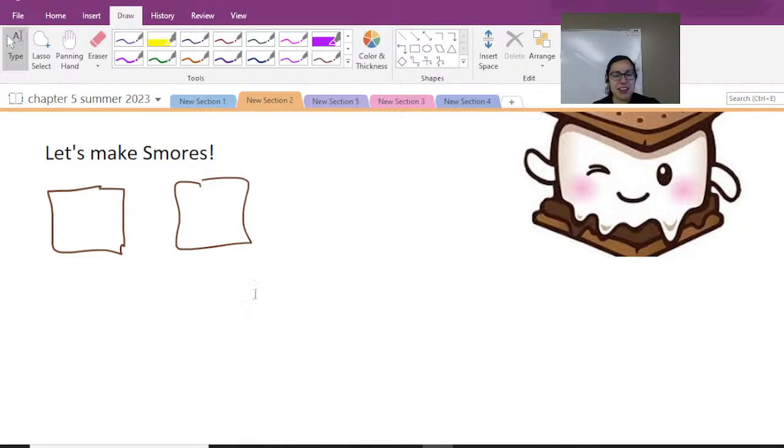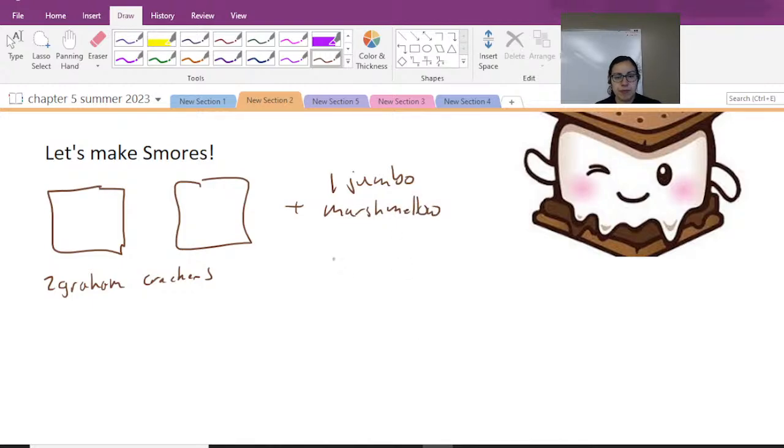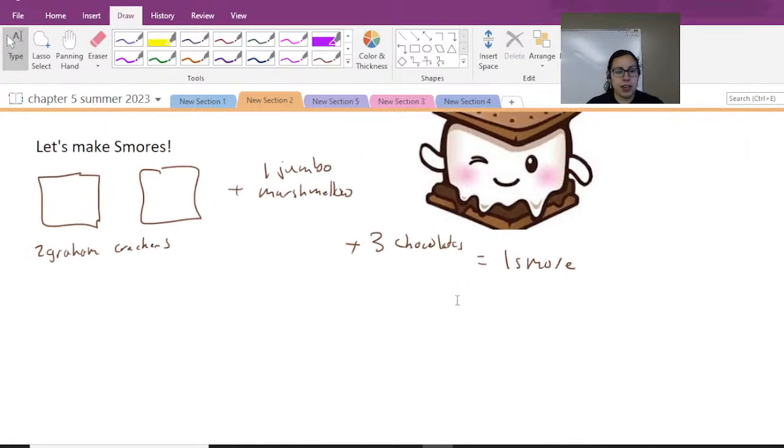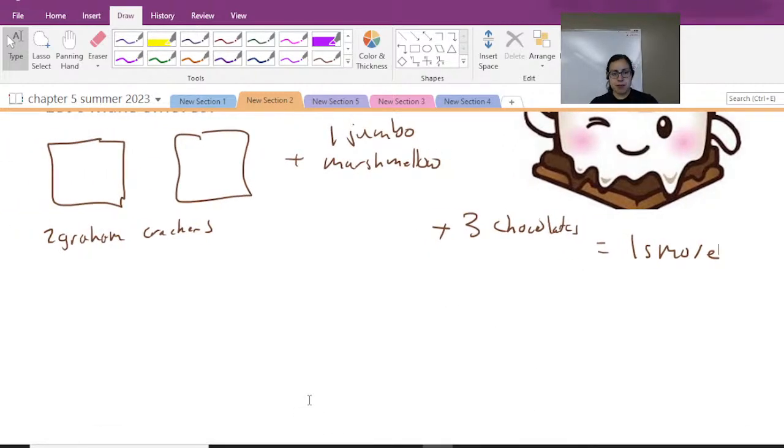All right, so let's make our recipe for s'mores. So we have 2 graham crackers, of course. And we'll do 1 jumbo marshmallow. And 3 chocolates. So that equals 1 s'more. And so let's start off with some basic stoichiometry questions.